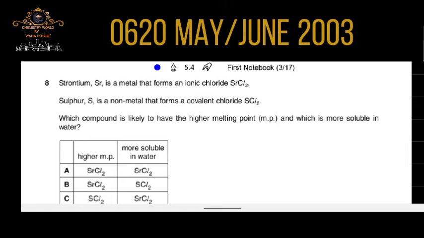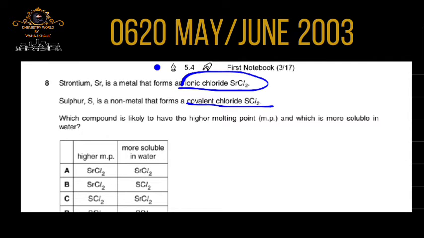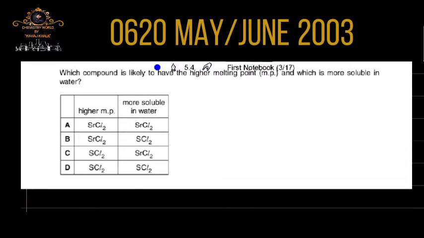Strontium, Sr, is a metal that forms an ionic chloride, SrCl2. Sulfur, S, is a non-metal and forms a covalent chloride, SCl2. Which compound is likely to have a high melting point and which is more soluble in water? Well, we know that ionic compounds are polar, so they dissolve in water, and they also have a high melting point. Ionic, it's A, more soluble and higher melting point.